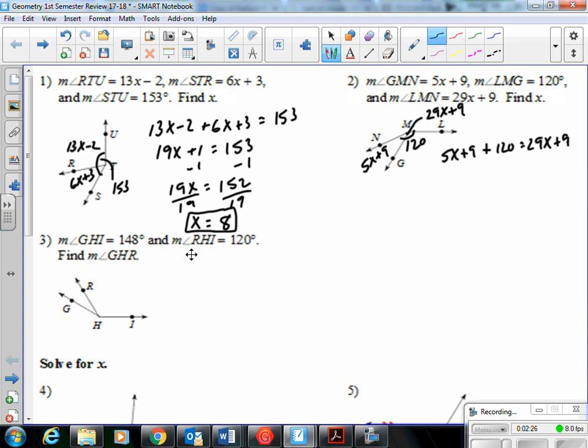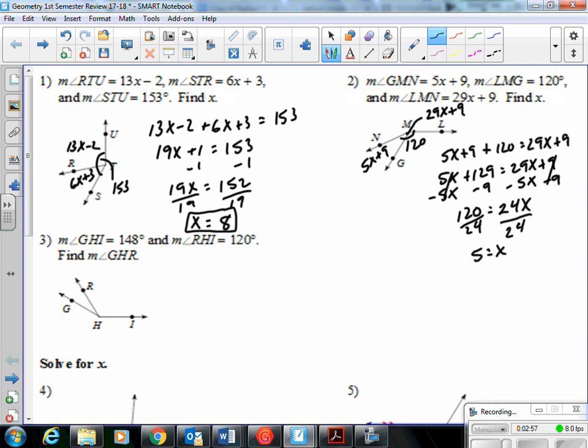So 5x plus 129 equals 29x plus 9. So subtract 5x from both sides and subtract 9 from both sides. So 120 equals 24x. So divide by 24. All right, x equals 5.